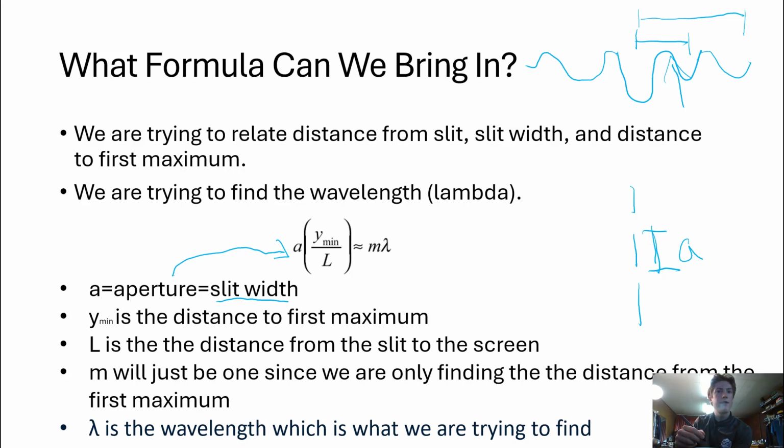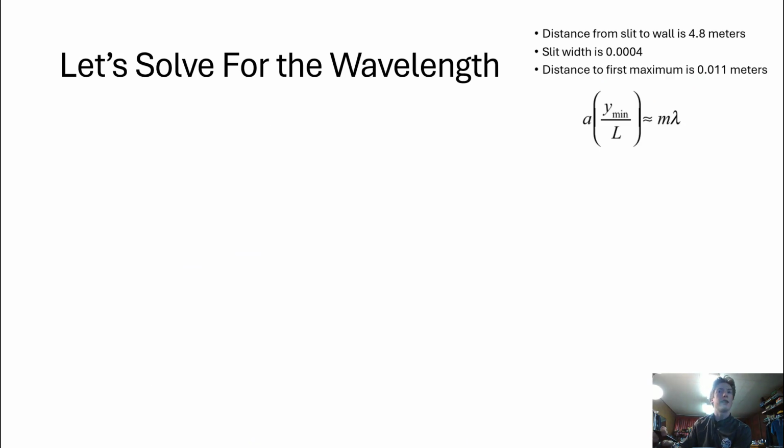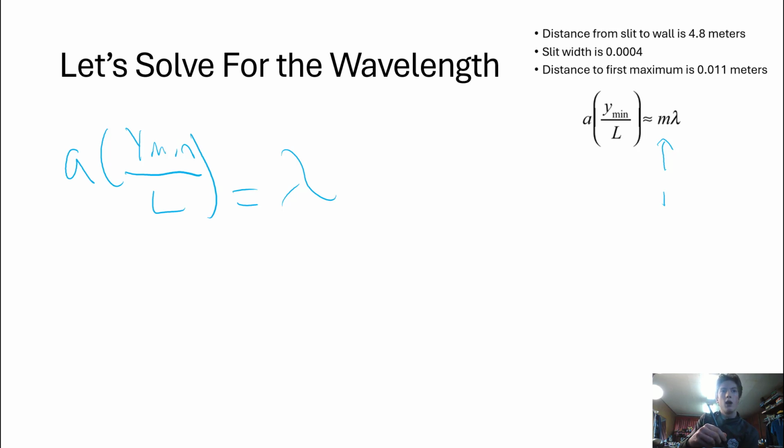And then lambda is the wavelength, which is what we were trying to find. Let's solve for the wavelength. Now we know all our values. We can basically just plug it into the formula. Since m is equal to 1, we don't even have to rearrange the formula to solve this. We can just say A times y min over L is equal to lambda.